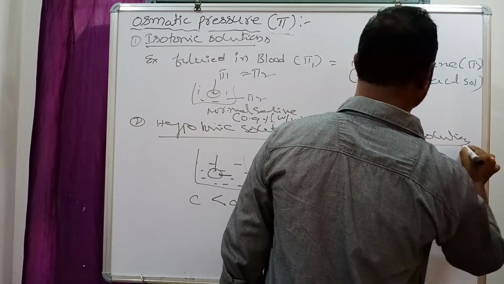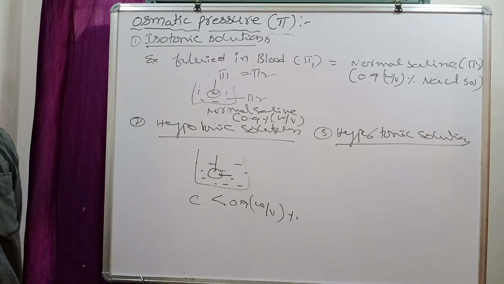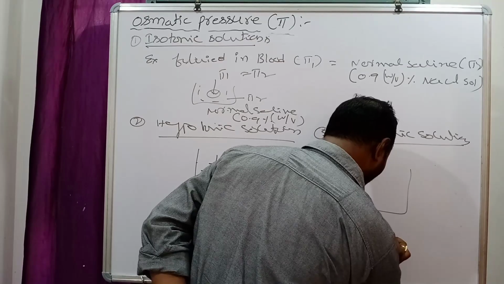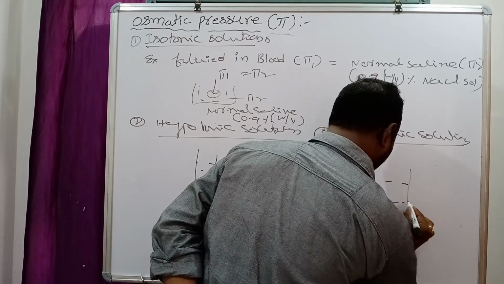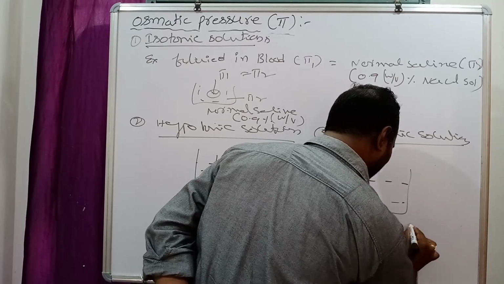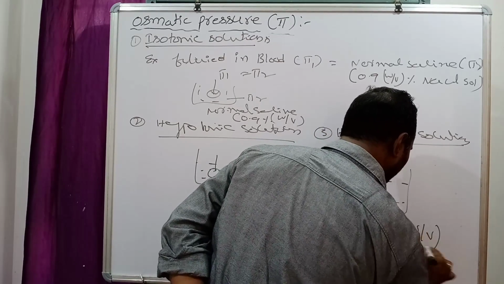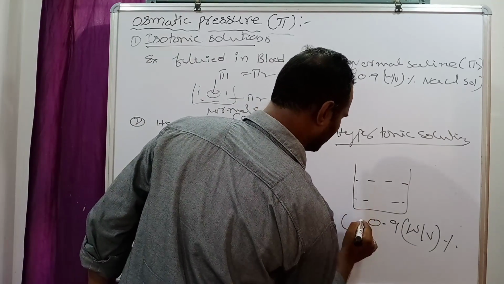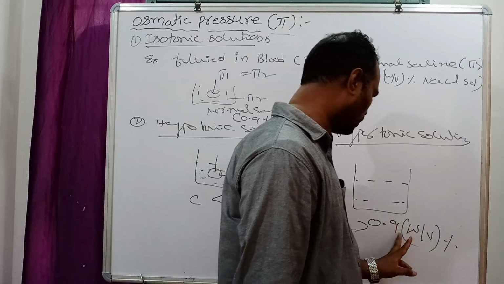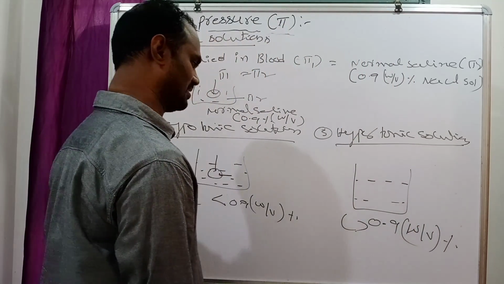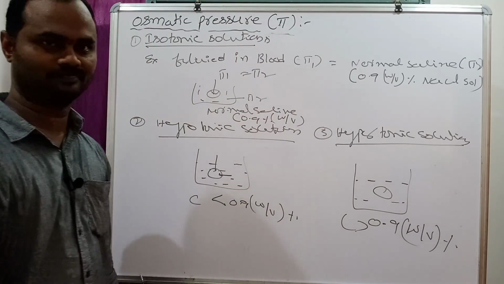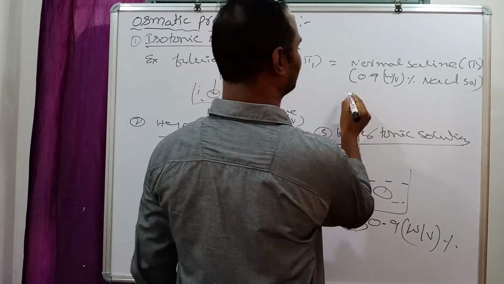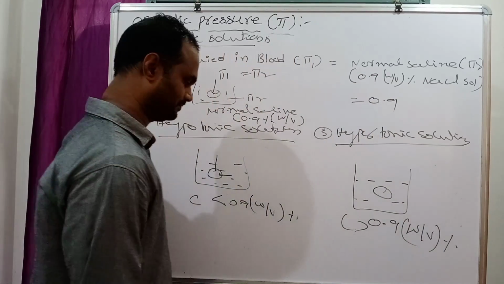Hypertonic solution: a solution whose concentration is greater than normal saline. Here I have taken some normal saline with concentration greater than 0.9 mass by volume percentage. Here I have kept a blood cell. Carefully see: the blood cell concentration is equal to 0.9.